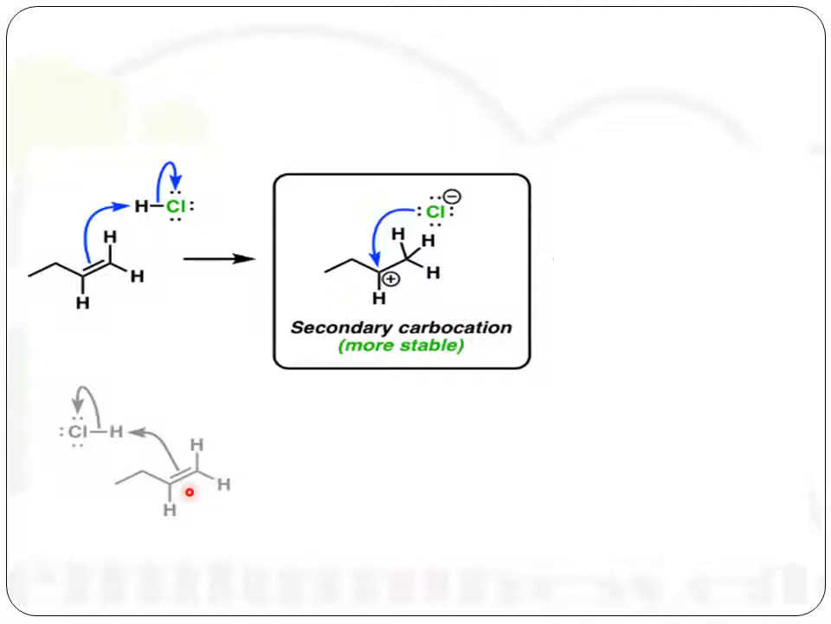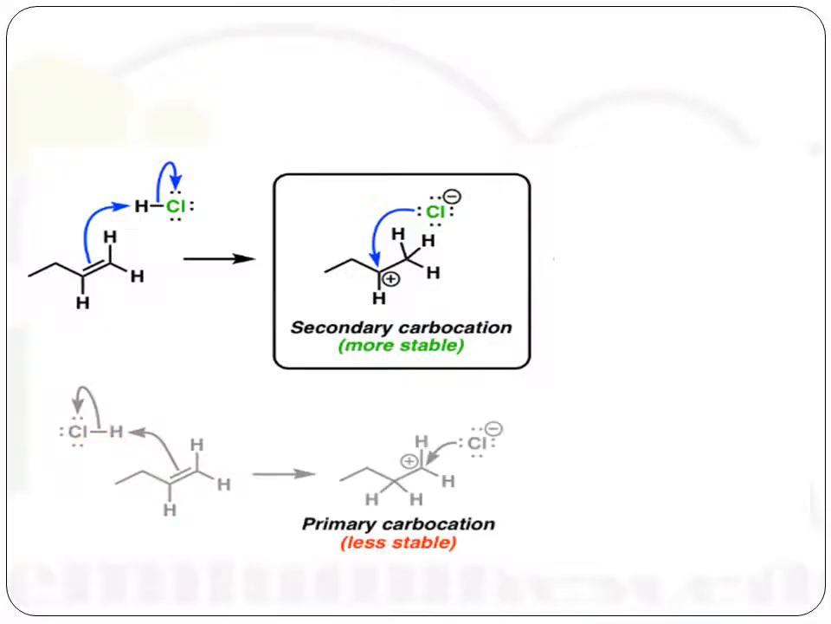While in the second example, if you see, the double bond is again attacking the hydrogen atom of the reagent and the H-Cl bond is breaking. But in this case, the positive charge is forming on the carbon which is carrying two hydrogen atoms, and a new C-H bond is formed between the carbon carrying hydrogen and the hydrogen of the reagent, forming this carbocation.